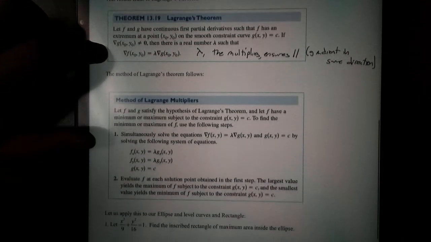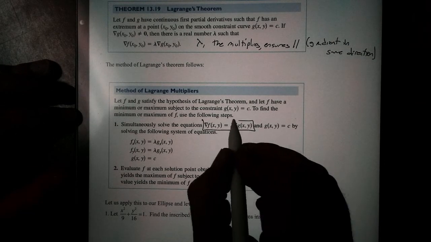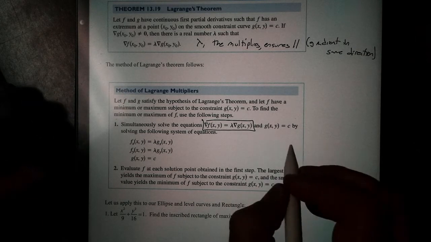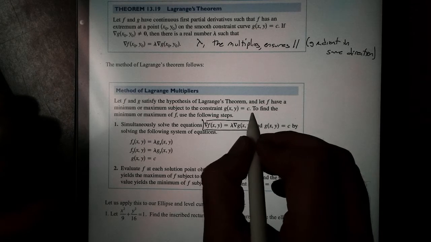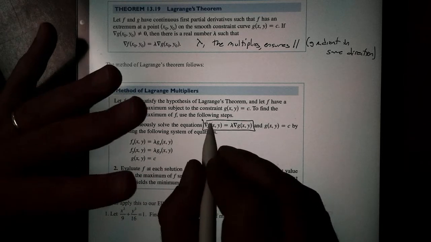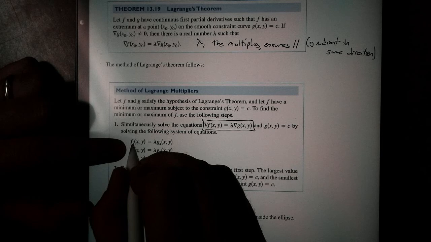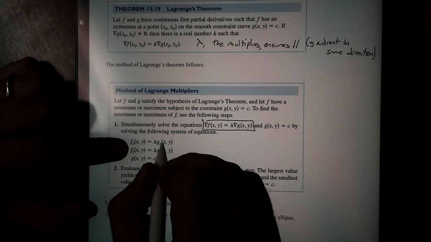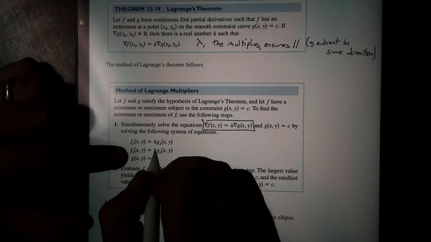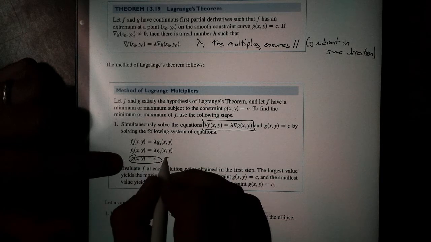So how does Lagrange work? In order to use this equation, we have to solve a system of equations. Now be very careful. g of x, y would only equal c. So to find the maximum or minimum, this is what we're going to have to solve. Ready? We're going to take a look at the gradient in terms of x, the gradient in terms of y, set those equal to each other, and we're going to look at the constraint itself. This last one is just our constraint.